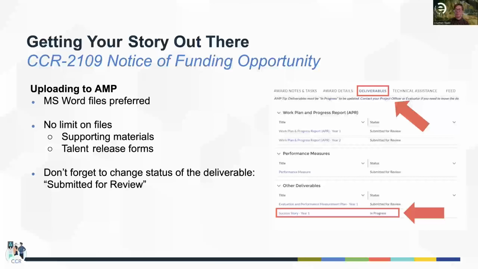And last but not least, and certainly an important tip, there is a status alongside this deliverable in AMP. You can see it on the right of the screen. Please change the status from in progress to submitted for review if you're the one submitting the success story. This is how CDC's program staff like myself and your project officers know to take a look and see what you've uploaded.